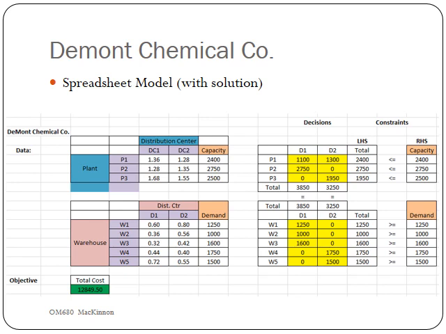Okay, so this looks a little bit complicated. This is the spreadsheet model with the solution, but it's not. It's a two-stage system, so we have two sets of decision variables. At the top, we have the decisions of how much to send from each plant to each distribution center, and at the bottom, we have the decision of how much each distribution center sends to each warehouse. And of course, we determine that by our plant capacities and our warehouse demands.